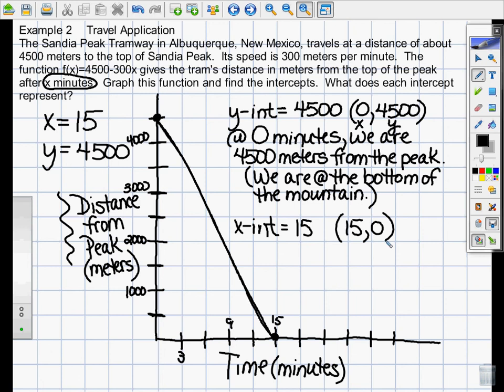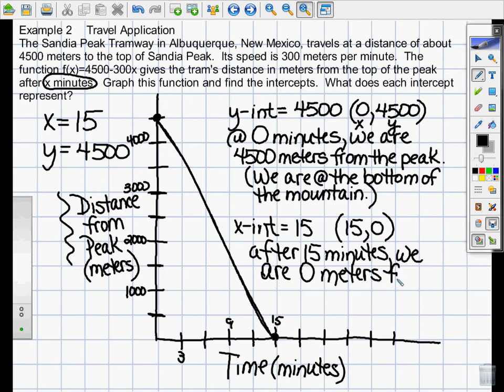Okay, so for the x, what this is saying is after 15 minutes, because the x-axis is time in minutes, after 15 minutes, we are 0 meters from the peak. Okay, so what does that mean exactly?